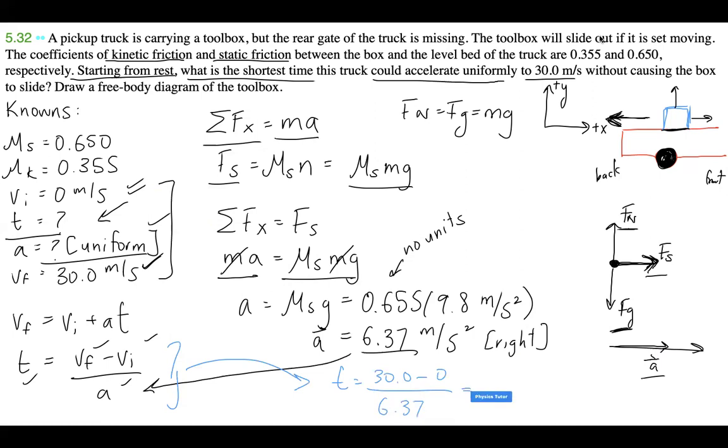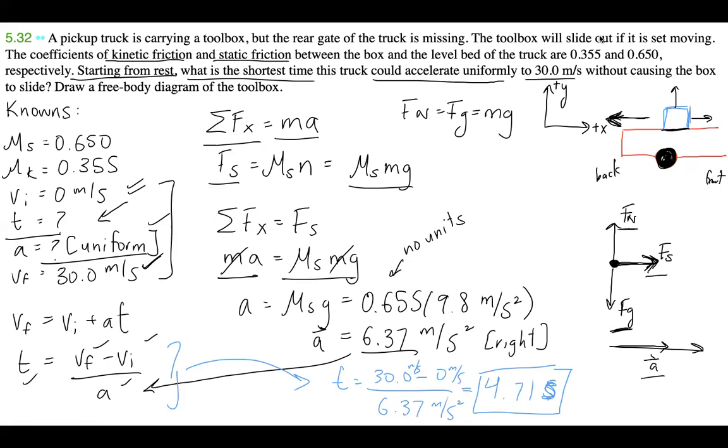So when I plug this into my calculator, the value that I'm getting is 4.71 seconds, right? Seconds because meters per second squared, and this is meters per second, and this is meters per second. So this is not a 5, this is seconds. So 4.71 seconds. Okay, so that's our solution for this problem.